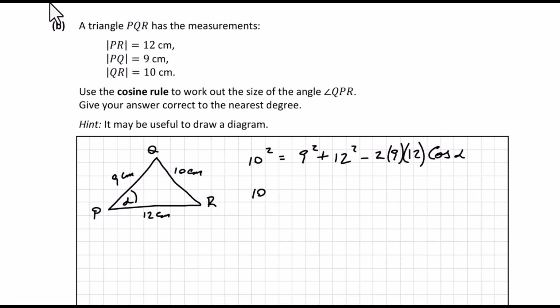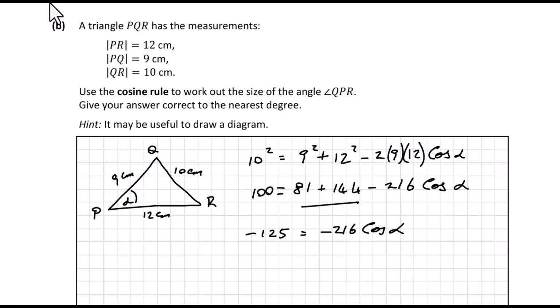10 tens, 100. 9 nines, 81. 12 twelves, 144. And then minus 9 times 12 times 2, which is 216 cosine alpha. So I'm going to get rid of the 81 and the 144, subtracting them from the right hand side and the left hand side. You'll get minus 125 on the left hand side, and minus 216 cos alpha on the right hand side.